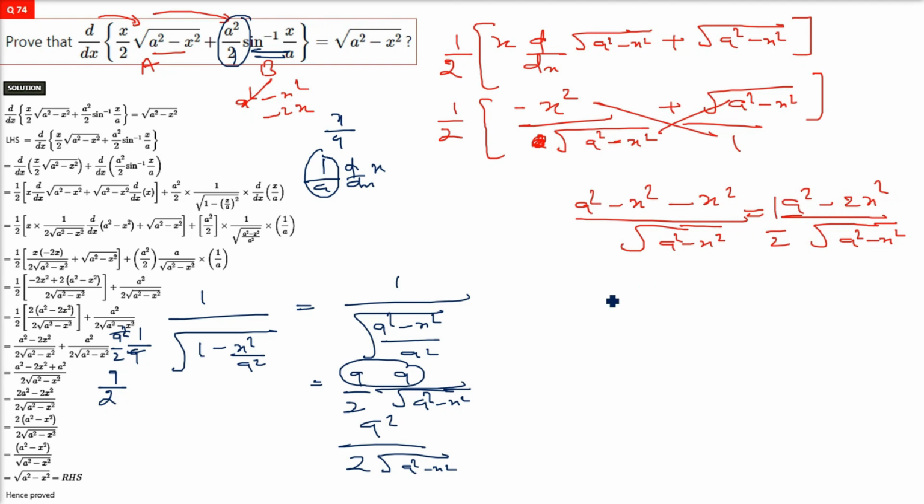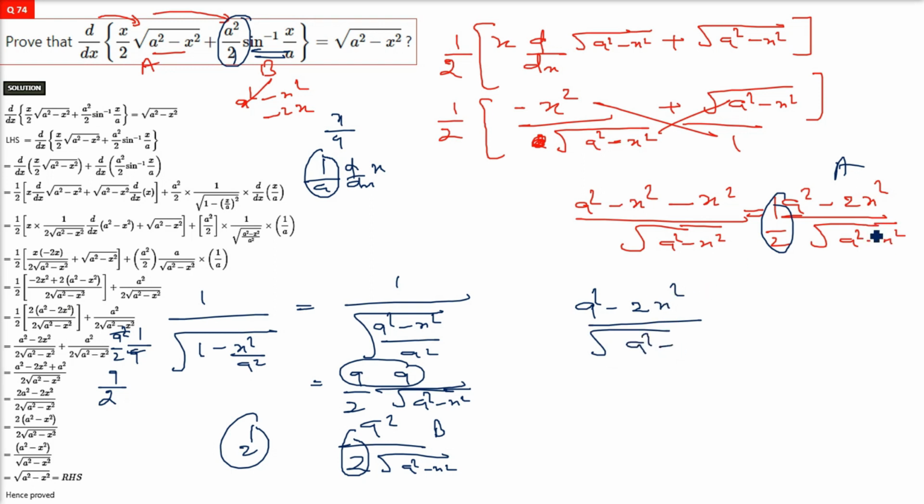Now let us combine it with A. We have to just add them. So this is A solution, this is B solution, which I indicated earlier. So we'll add them. So both have 1 by 2. So 1 by 2 I am taking outside. A square minus 2x square by under root a square minus x square, I am writing this. And then we have to add it with a square by under root a square minus x square. So since the denominators are same, we can just combine the numerators. So it will be twice of a square minus 2x square over a square minus x square.